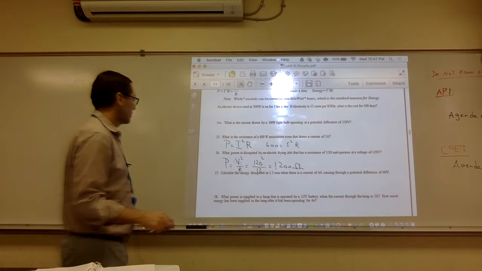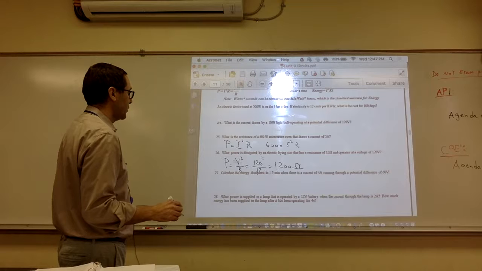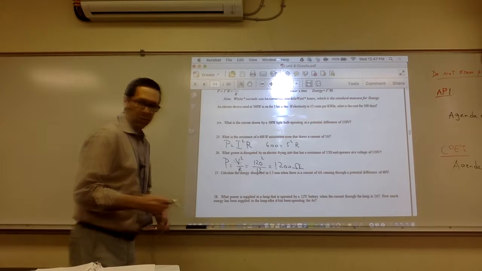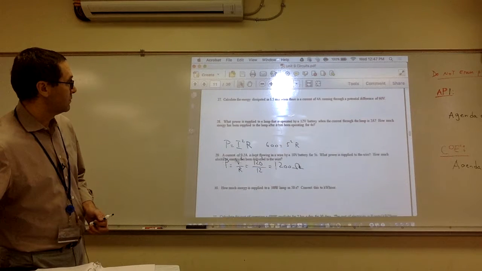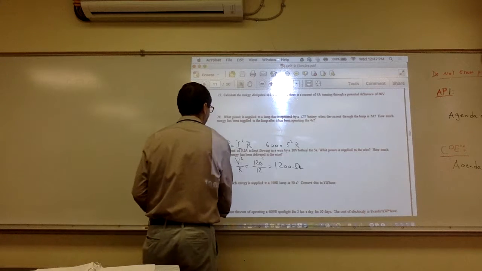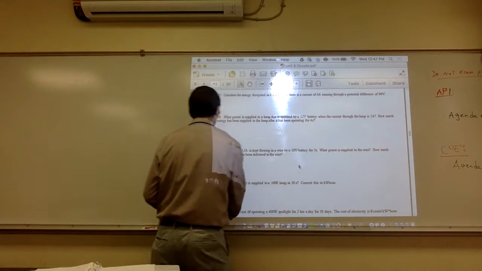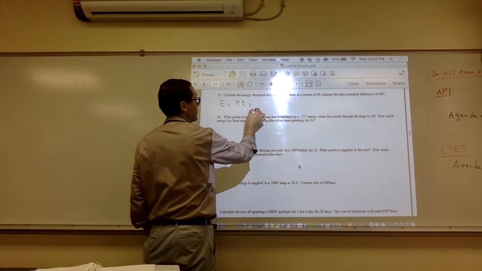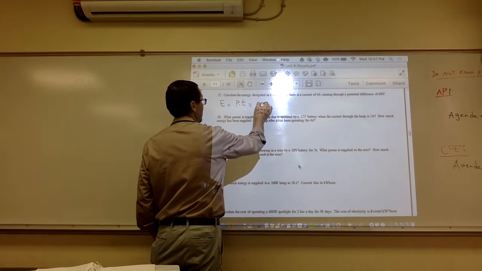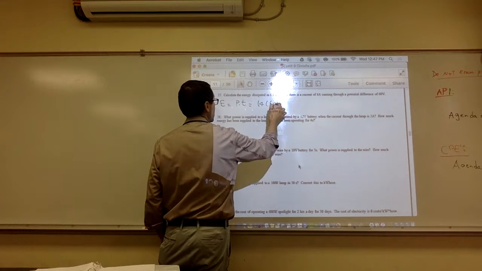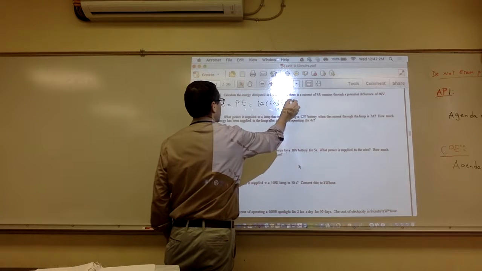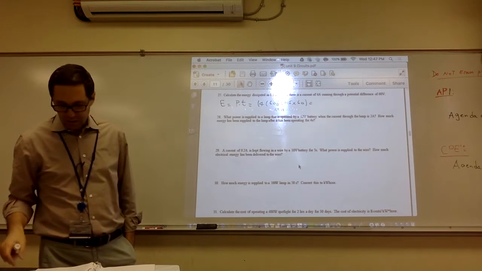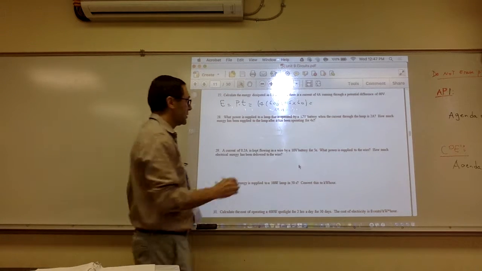Okay. Number 27, calculate the energy dissipated in 1.5 minutes when there is a current of 4 amps running through a potential difference of 60 volts. So energy is power times time. Power is going to be I times V, and the time is 1.5 times 60, and you get your answer in joules, and the answer should be 21,600 joules.